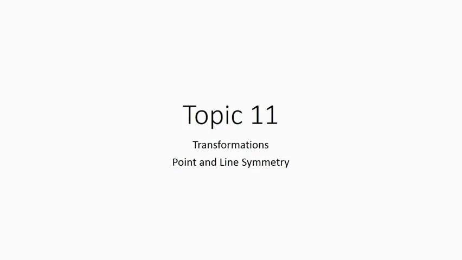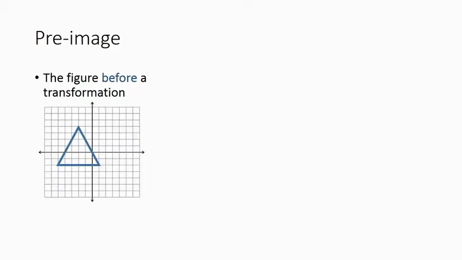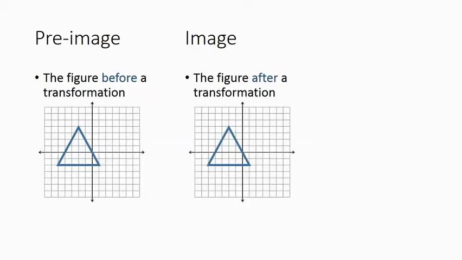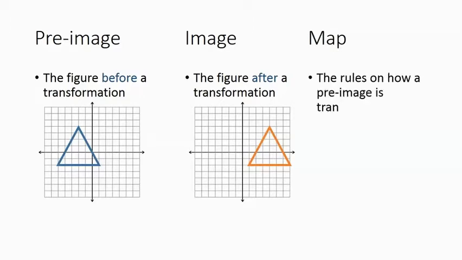Topic 11, Transformations and Point and Line Symmetry. Pre-image, the figure before a transformation. Any picture will do. The image, the figure after a transformation. You'll start with your pre-image and transform it. Map, the rules on how a pre-image is transformed.